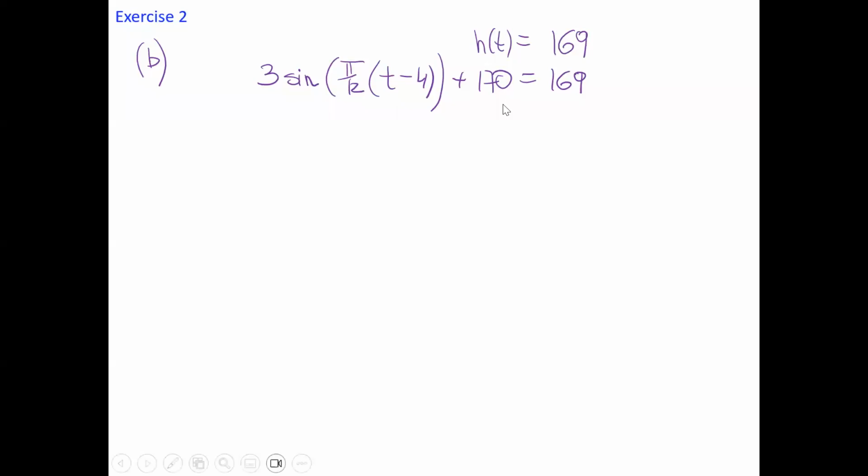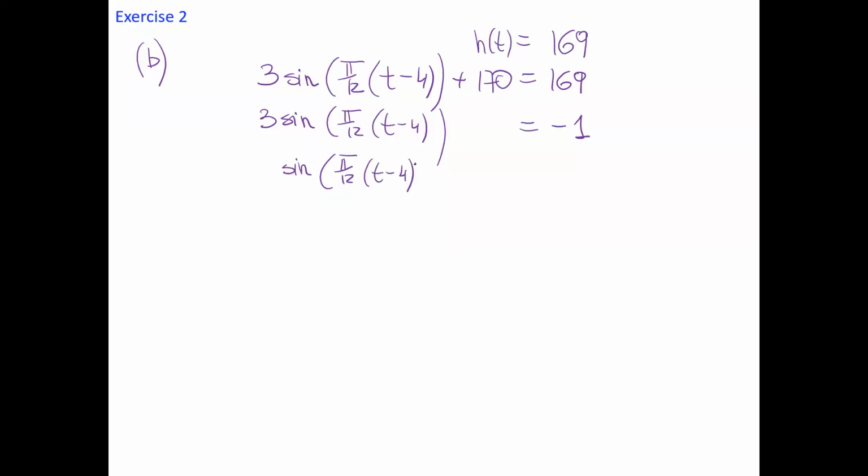Okay, we will subtract 170. When we subtract 170, we have negative 1 on this side: 169 minus 170. And then we will divide everything by 3. When we divide by 3, we get negative 1/3. So now we have sine equal to negative 1/3.